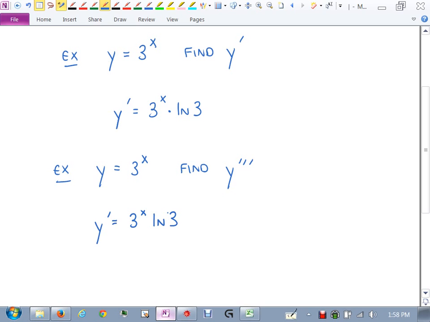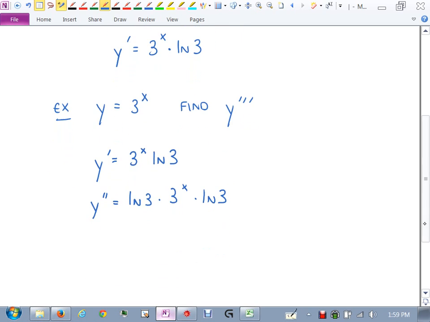Now I take the derivative again. What's the natural log of 3? It's just a constant, right? So it's going to come along for the ride. So I'm going to say y double prime. Let's bring that constant. There's the constant that was sitting in the back, right? I'm just going to bring it with me. Now, what's the derivative of 3 to the x? 3 to the x, natural log 3 again, right? So you have another natural log of 3 popped out. That's really just natural log 3, the whole thing squared, times 3 to the x.